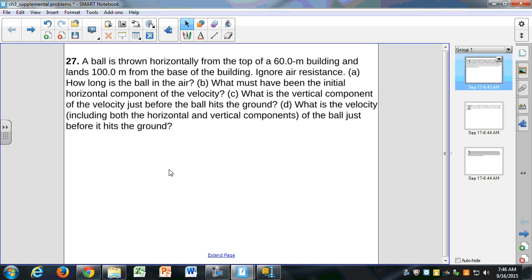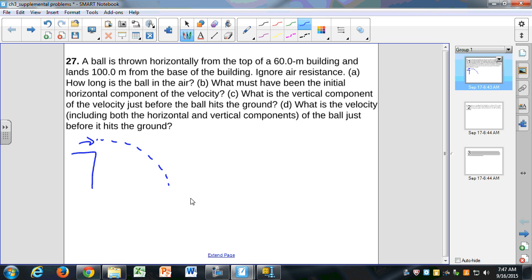Okay, so we're looking first at this one. A ball is thrown horizontally from the top of a 60-meter building, and it lands 100 meters from the base of the building. I have this object that comes off the top. So you should have a picture that looks something like this. It's coming off in a horizontal direction. That makes it a lot easier because my initial velocity only has an x component, no y component. I also know that this distance is 100 meters. I know that this distance, the y distance, is 60 meters.